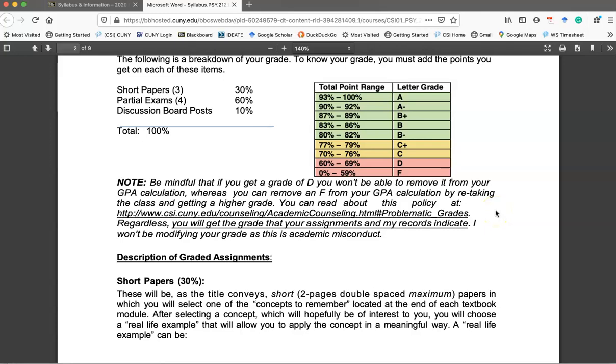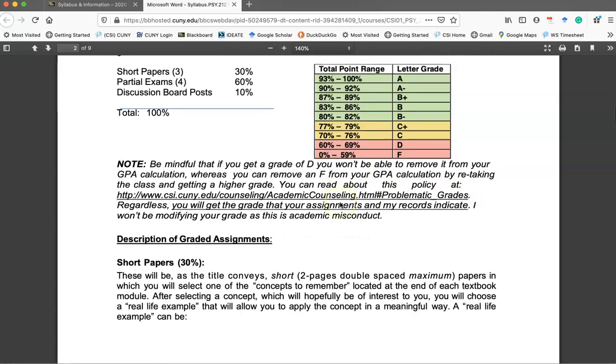I won't be modifying your grade as this is academic misconduct. And I explained that sometimes students feel that they can ask for an F if they're getting a D, and that the professor should honor that request. That is actually not a thing. That's not written anywhere. You get what you get and you don't get upset. Although some people do get upset, which is never what I hope that happens. So just mind your grades, see how you're doing. We'll talk more about how to do well in this class throughout the semester.